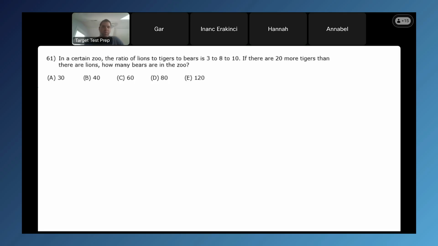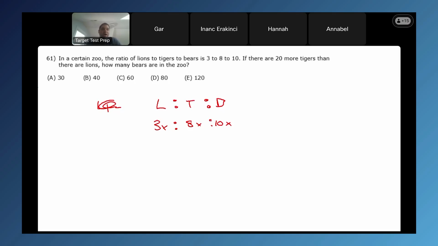All right, so I see some good answers here. Were you guys essentially using ratio multipliers here to solve this? I imagine the answer is probably yes, and that is a good way to deal with this. So we've got lions, tigers, bears, we're talking 3x, 8x, 10x. Now remember what I said before: it's all about equations, right? You need an equation to solve for the x multiplier and get the actual value.